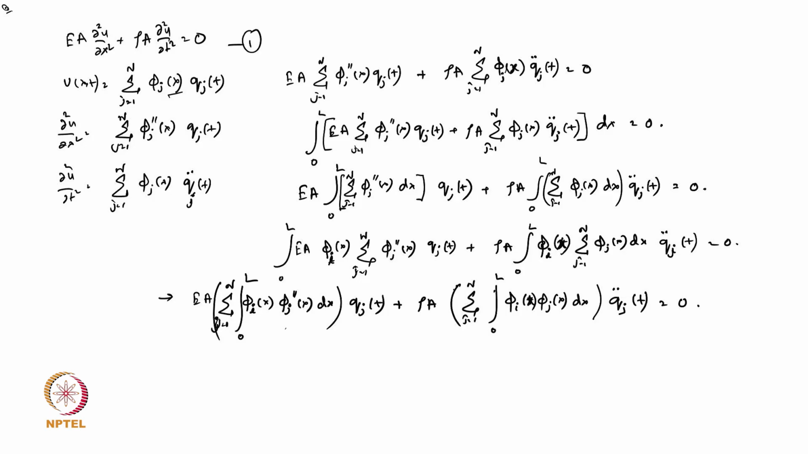But what happens with this term? You can say that phi i and phi j are orthogonal, but you cannot say that phi i and phi j double dash are orthogonal, because there is no guarantee that if phi j is orthogonal, then phi j double dash will also be orthogonal. Nobody is giving any guarantee on that. So we cannot say or guarantee that.